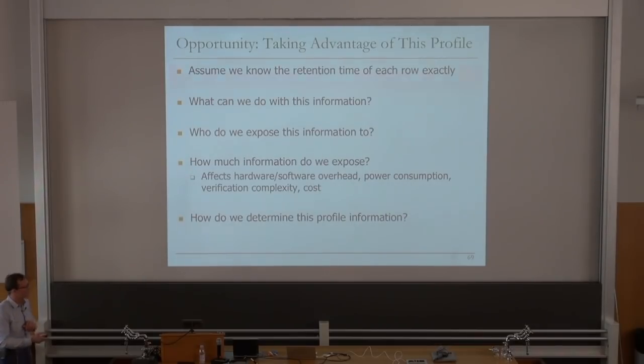How you determine this profile information is another question. I think this is the harder problem, which we're going to discuss briefly today, but maybe we'll get back to it also. So you could expose this to the operating system, for example, and the operating system maybe somehow doesn't even map those rows that need to be refreshed every 64 milliseconds, right? You lose some memory. You're not able to use some of it, but if the distribution is like what I showed you, maybe it's okay. You get rid of, say, 1,000 rows in your entire DRAM.